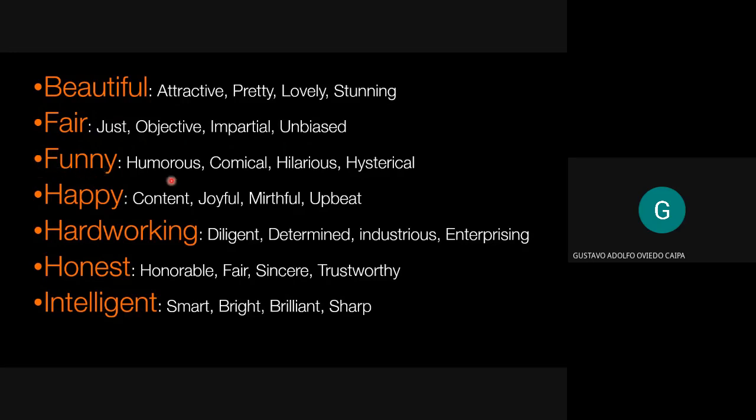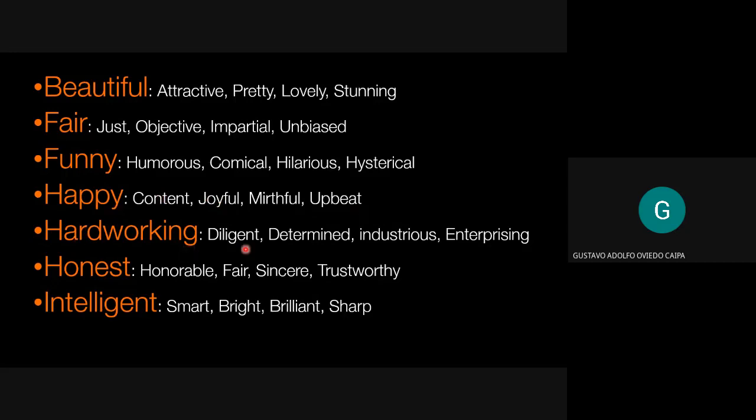Or if we have the word funny, we can also say humorous, comical, hilarious, hysterical, happy, content, joyful, mirthful, upbeat, or in some cases, gay. If you remember our discussion of the word gay. If we analyze this from the perspective of old vocabulary, then the word gay can also be here.